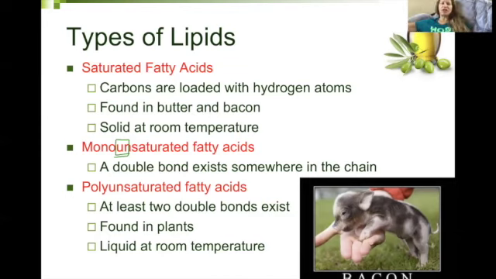Monounsaturated means that somewhere in that chain, there's a double bond. You're not fully saturated with hydrogens anymore. And so we have this free bonding spot and it double bonds onto the neighbor carbon. And then polyunsaturated fat, at least 2 double bonds exist. And we see these sometimes in our plants. These are like your olive oils and your canola oils and your corn oils. These will always be liquid at room temperature.